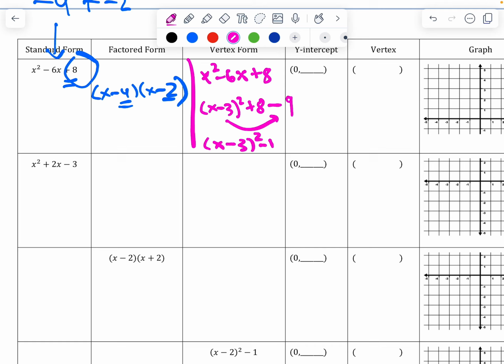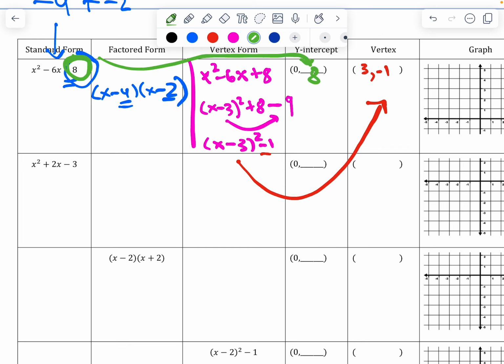Okay, now this is going to tell you what the vertex is. So the vertex is going to be, flip that -3 to +3. That -1 is going to stay -1. So that's your vertex. Now for the y-intercept, how do you find the y-intercept? The y-intercept is found by this last number. That 8 is going to go in right there. So you have 0, 8.